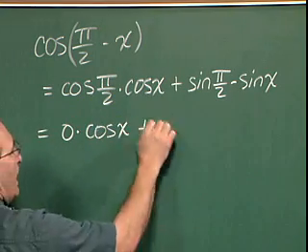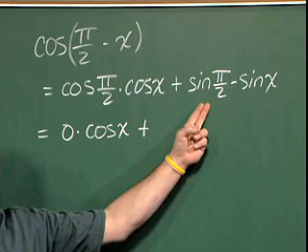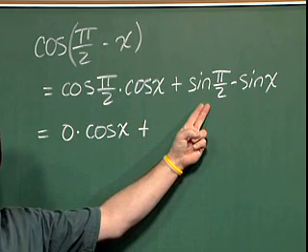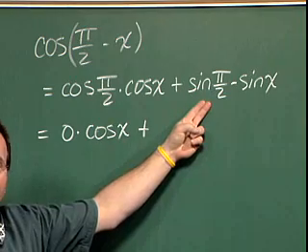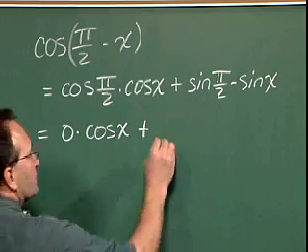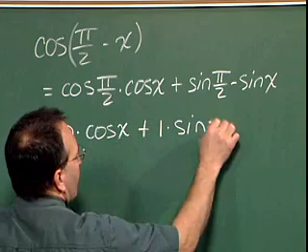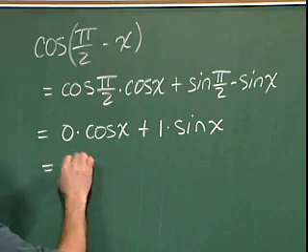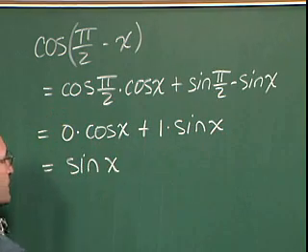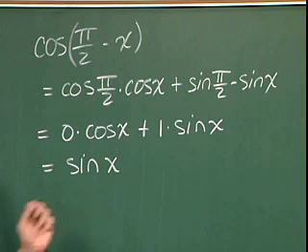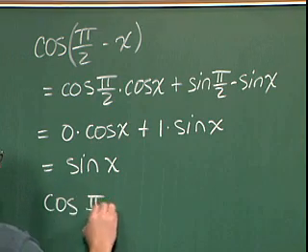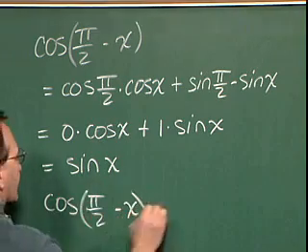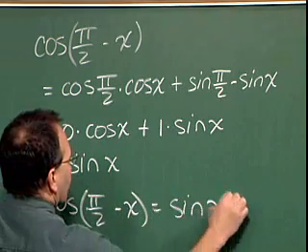Then we have plus the sine of pi over 2. What is the sine of pi over 2? That's again the y value for pi over 2, which is 1. So that's equal to the sine of x in its entirety. So what we've just shown is that the cosine of pi over 2 minus x equals the sine of x.